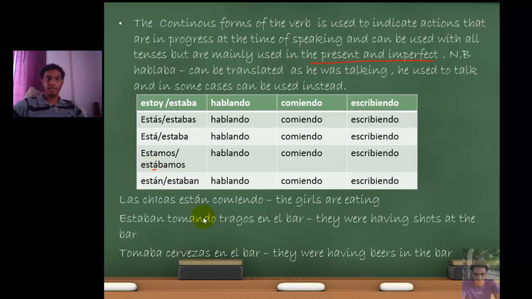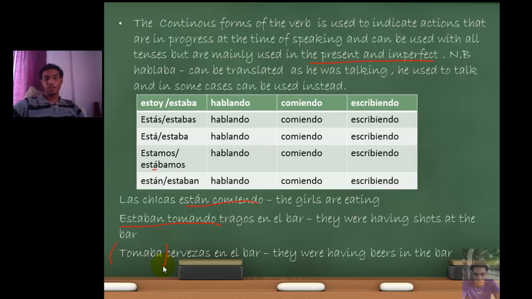Please note the accents, right? So por ejemplo, las chicas están comiendo. The girls are eating. Estaban tomando tragos en el bar. They were having shots at the bar. So estaban tomando and están comiendo.